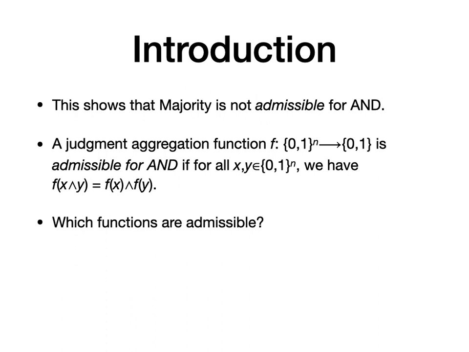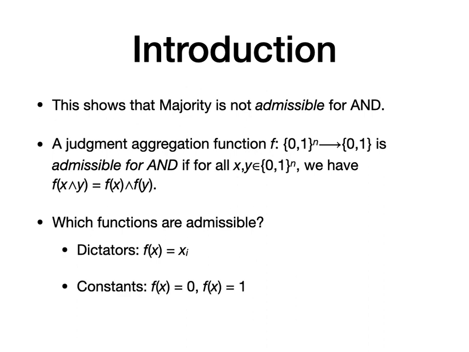Now we can ask which functions are admissible. Let me pause for a moment to let you see if you can think of such functions. Here are some examples. First of all, dictators. If Judge Holmes decides what's going to happen, then definitely the accused will be convicted if they had both the means and the motive. This is maybe not such a good function. Other functions are the constant functions, which are even worse.